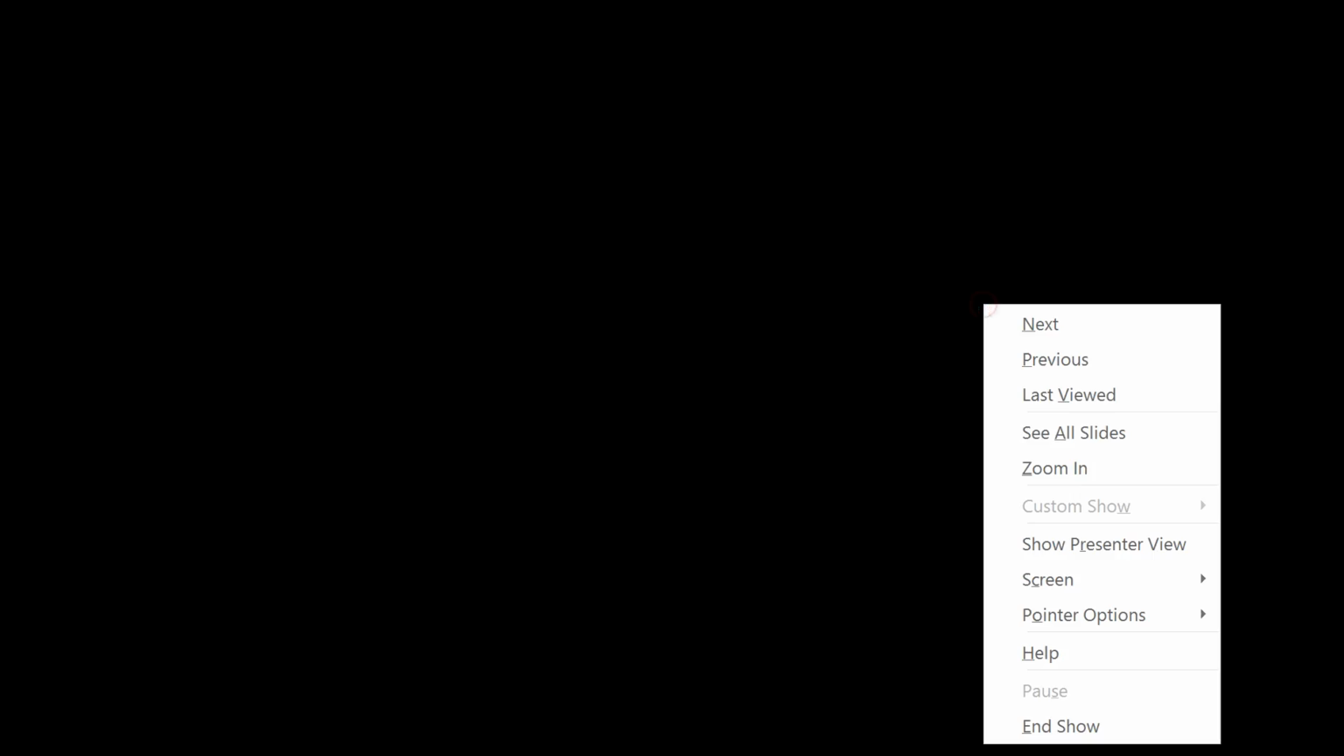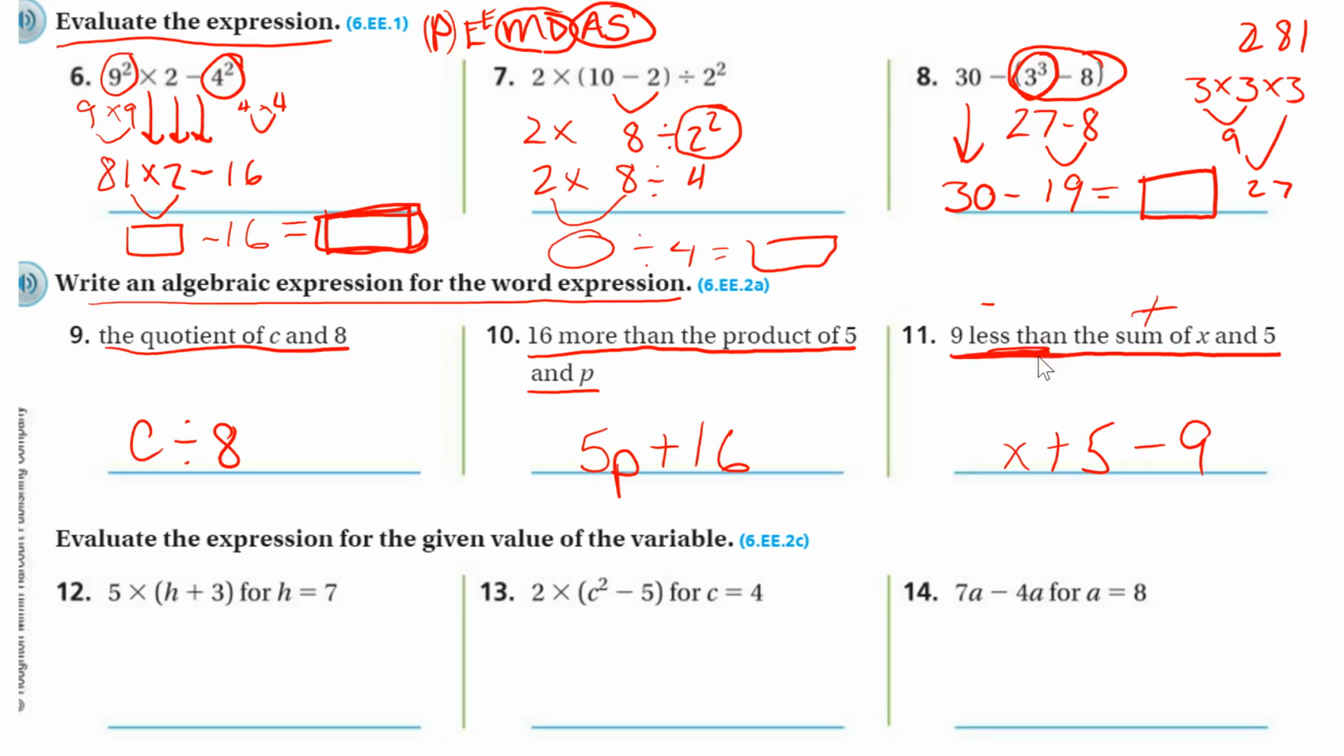Less means subtract. So the order does matter, because this is not correct. If you do 9 minus X plus 5, that is incorrect. You want 9 less than the sum of this. So we find the sum of this, and then we get 9 less than that. Okay, so read those carefully.